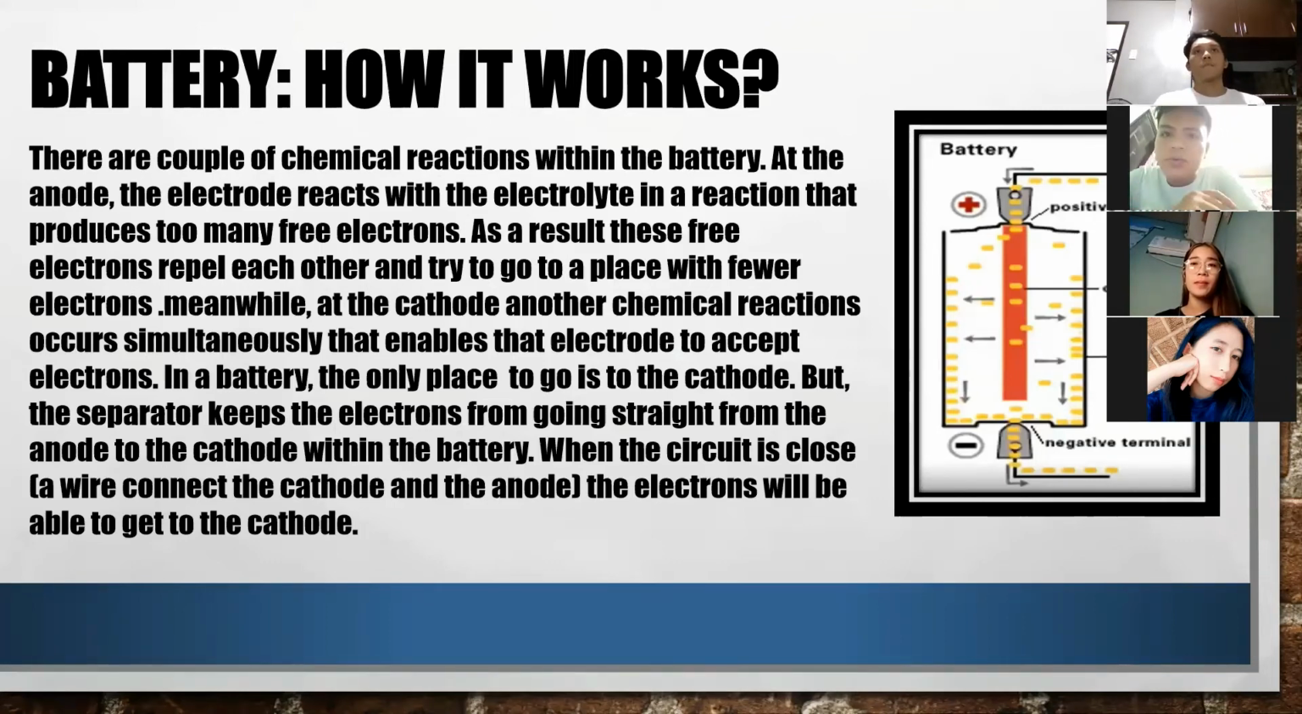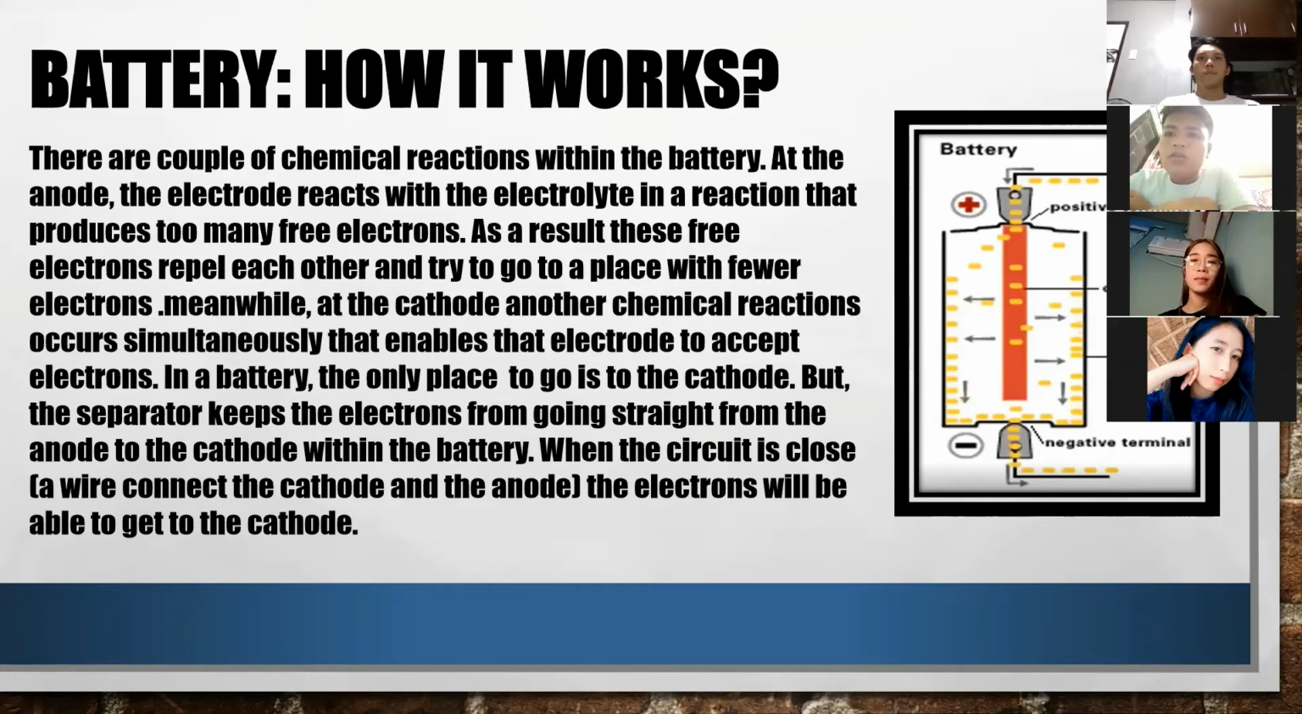Battery. How it works. There are a couple of chemical reactions within the battery. At the anode, the electrode reacts with the electrolyte in a reaction that produces too many free electrons. As a result, these free electrons repel each other and try to go to a place with fewer electrons. Meanwhile, at the cathode, another chemical reaction occurs simultaneously that enables that electrode to accept electrons.